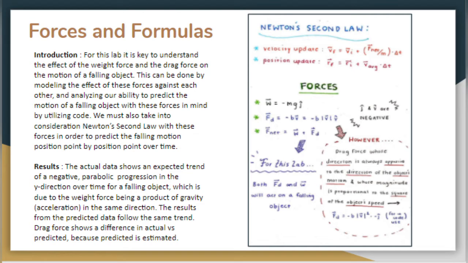The results from my data show a negative parabolic progression, and this negative progression is in the y direction and is due to the weight force being a product of gravity, which has an acceleration. The drag force model from predicted shows different from the actual because our predicted drag force coefficient was estimated.